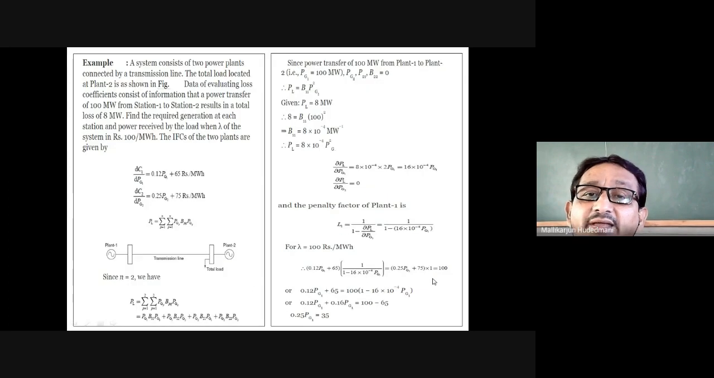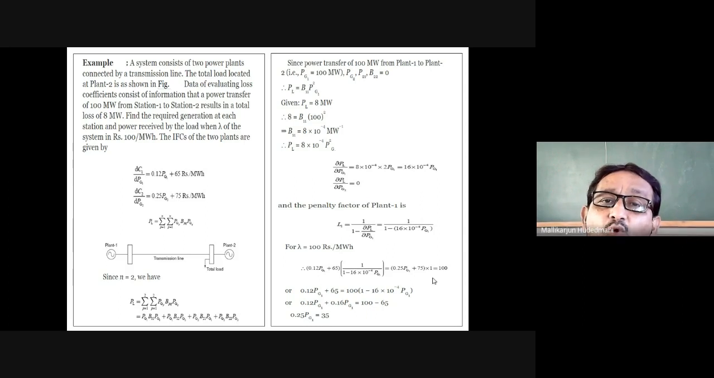Okay. Next. Now just see another problem over here, which is again on the penalty factor concept, because such a problem you are sure to face in the examination. The system consists of two power plants connected by a transmission line.